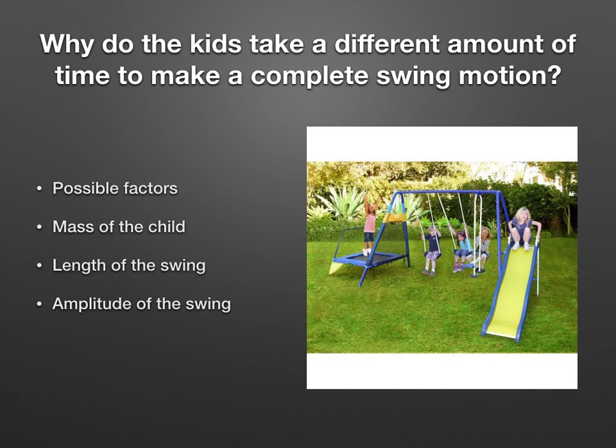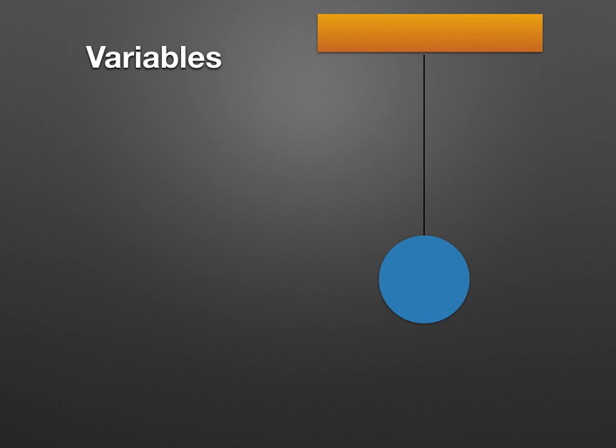So the next step then, we set up our experiment. I suppose we could actually do the experiment with a real swing and real children, but usually that's kind of frowned upon. So we set up some sort of a lab situation. So suppose we make a pendulum to stand in for the kids. And so we've got this pendulum hanging there, and we want to design the experiment. And the first thing is, now we need to identify our variables.